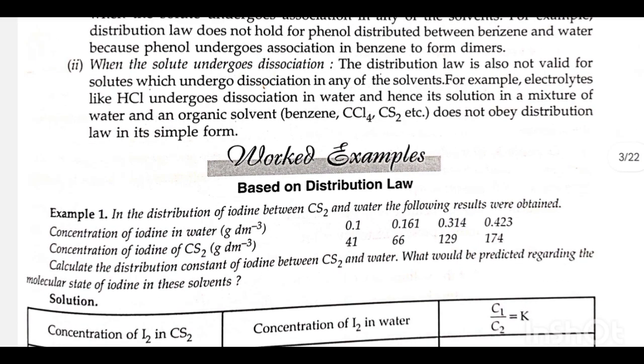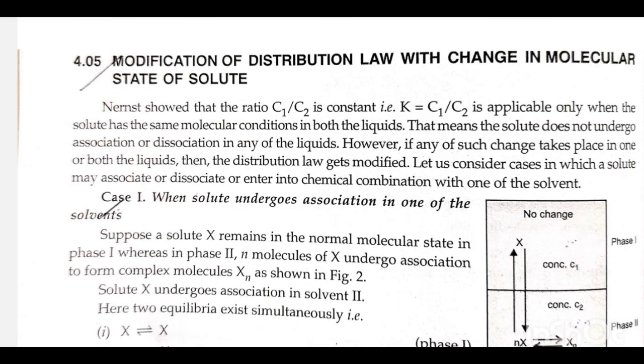Number 2. When the solute undergoes dissociation, the distribution law is also not valid for a solute which undergoes dissociation in any of the solvents. For example, an electrolyte like HCl undergoes dissociation in water, and hence its solution in a mixture of water and an organic solvent, benzene, CCl4, CS2, etc., does not obey the distribution law in this simple form.